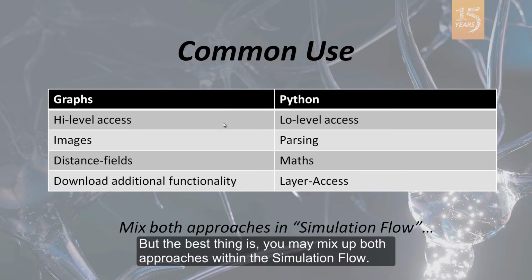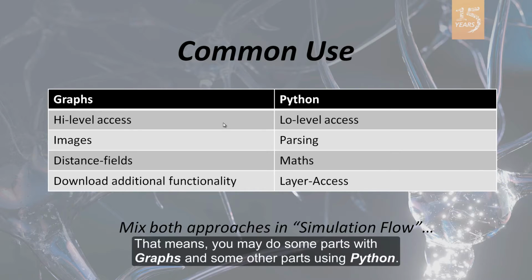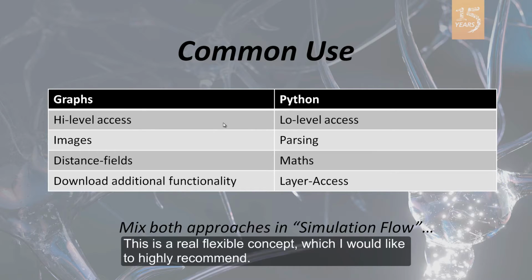But the best thing, I think, is you can mix both approaches within the simulation flow, which means you can do some tasks using graphs and then write a parser in Python, and afterwards do something with RealFlow data types within graphs.